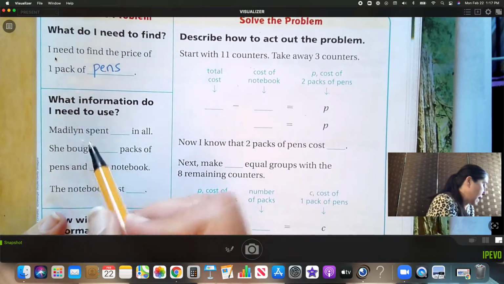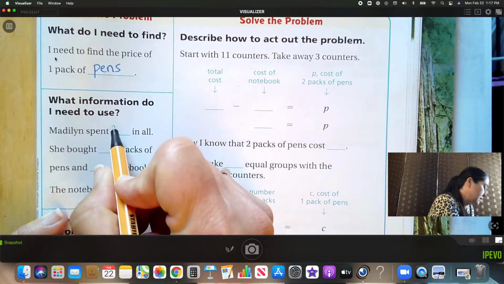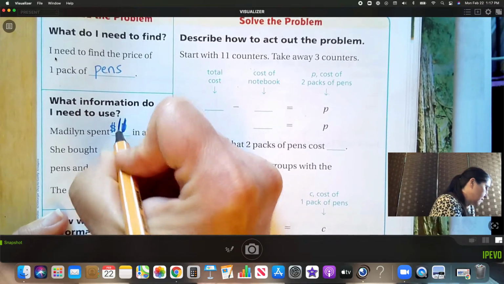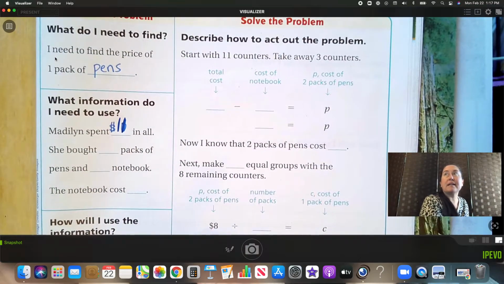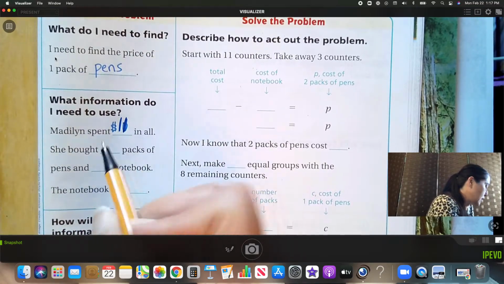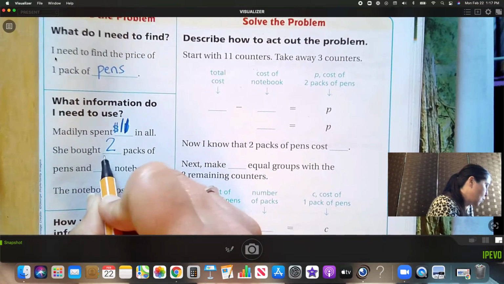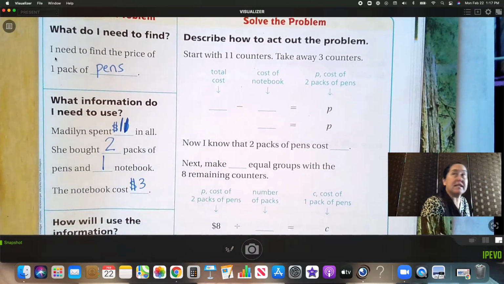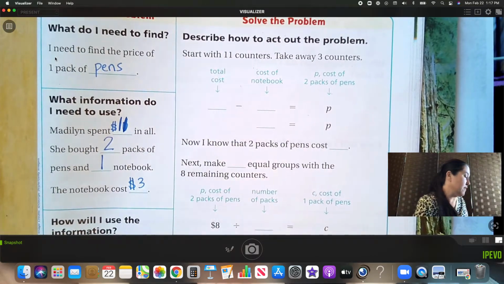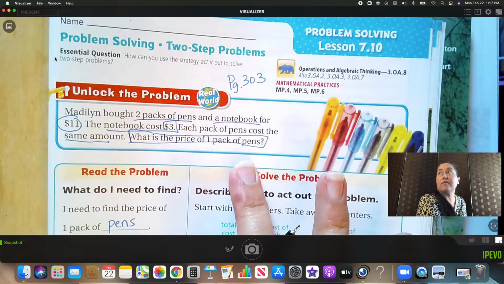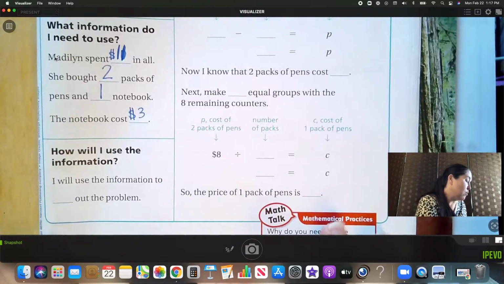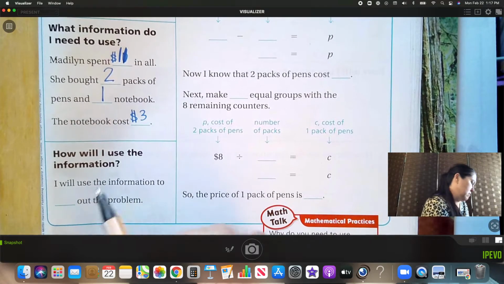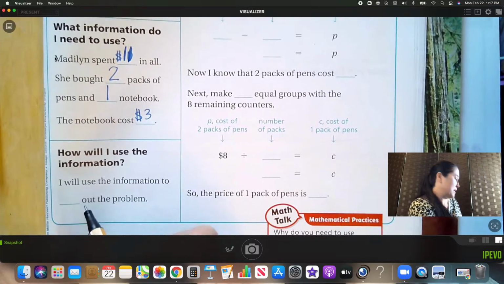Now, Madeline spent in all $11. My mouth said 11, but my brain wrote 10. All right, Madeline spent $11 in all. She bought 2 packs of pens and 1 notebook. The notebook, they told us, cost $3. They did not give us any extra information. All of the information they gave us in the word problem, we have used. And so how will we use this information?